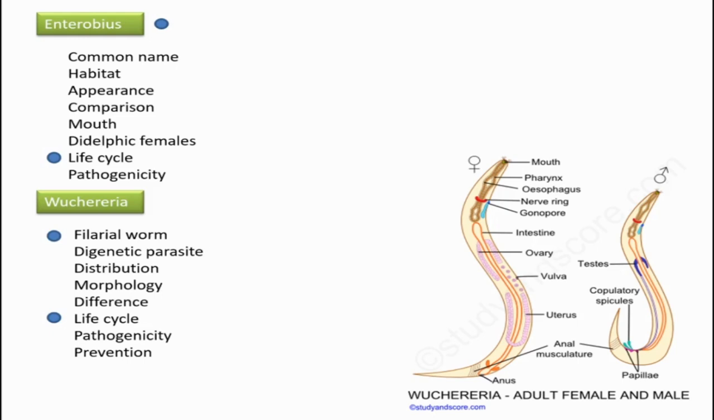Then regarding the pathogenicity, it is not that pathogenic. In a severe infection, it can block the lymph vessels and also cause inflammation of the lymph vessels and can cause fever. By blocking, it causes enlargement of the body parts. That enlargement is usually found in the legs, hands, mammary glands, everything. Elephantiasis is a case of this infection.